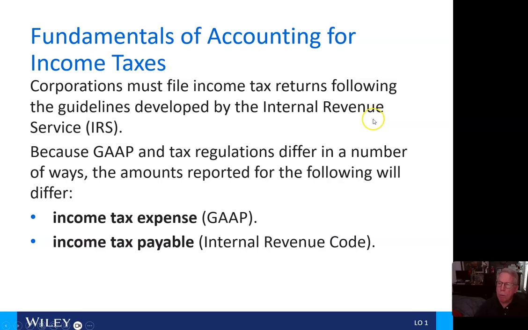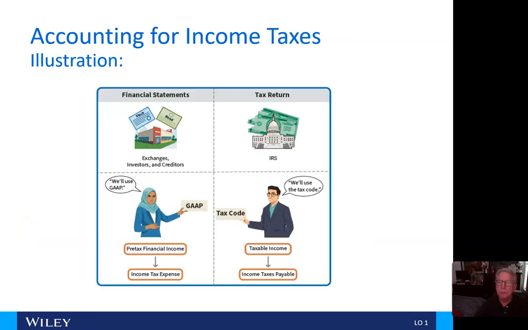Corporations must file income tax returns following the guidelines developed by the IRS, the Internal Revenue Service, and because GAAP and tax regulations differ in a number of ways, the amounts reported for the following will be different. Income tax expense will be reported via GAAP. Income taxes payable will be reported via the Internal Revenue Code.